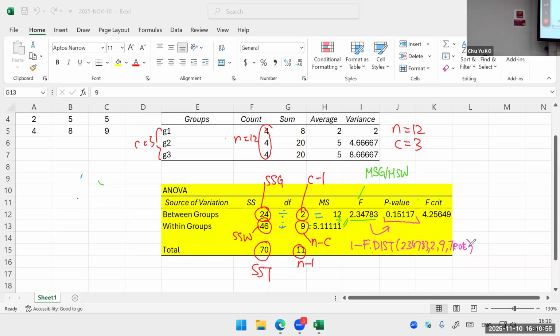Okay? And if you ask for the critical value, the same thing can be done. This guy is simply F inverse of 0.95. Remember, it's not 0.975 because it's a one tail test. One tail test, okay? The right-hand side is 5%, left-hand side is 95%. And you put 2.9 here. Okay? So everything is clear.